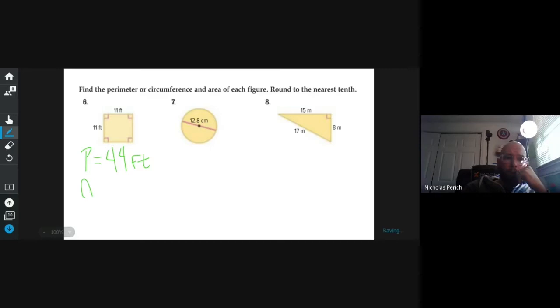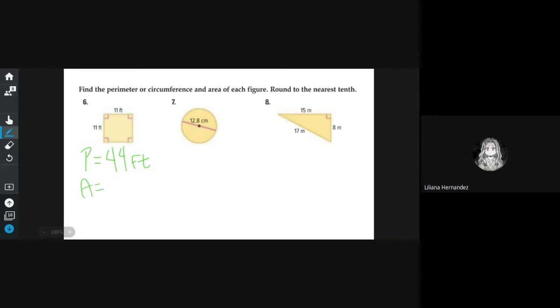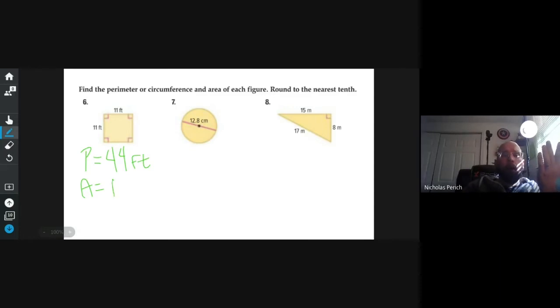What would the area be for the square? 121. Now, that's because it's 11 squared. Again, squared is called squared because you literally square the sides to get the area of a square. Lots of squares. Remember, you might remember this from last year, but it's very easy to forget.